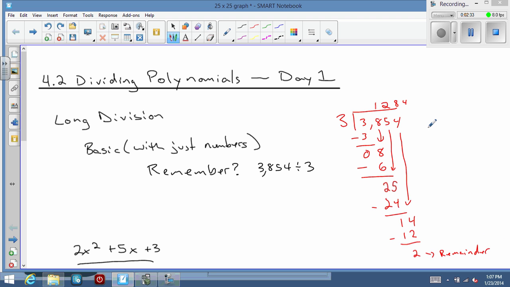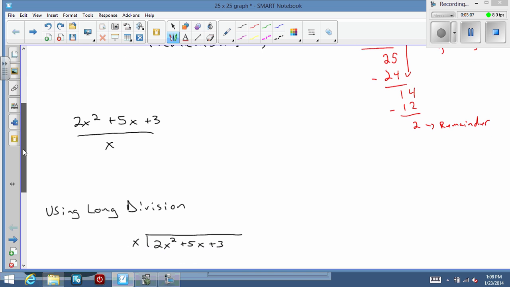So we can write our answer as 1,284 with a remainder of 2, or we could say 1,284, and we could take that 2 and put it into a fraction over the 3, which was out in front of the division box. So 1,284 and 2/3. And that is your basic division, long division. Now let's look at dividing polynomials.